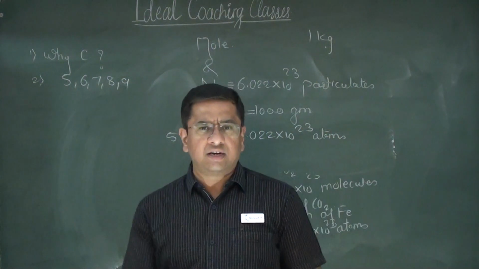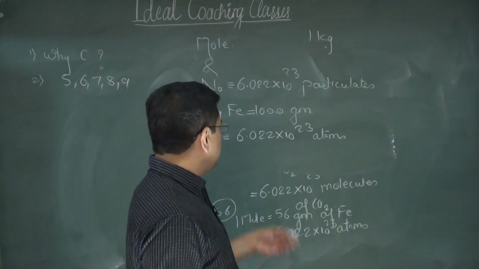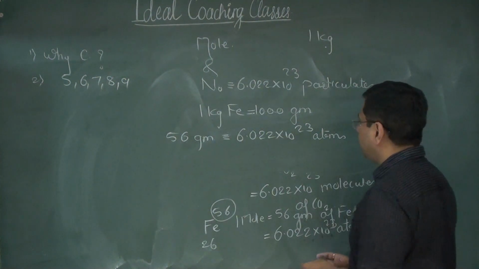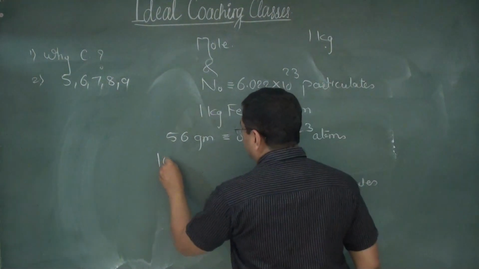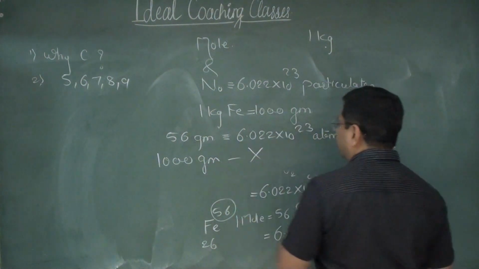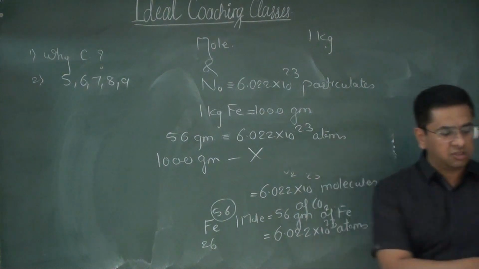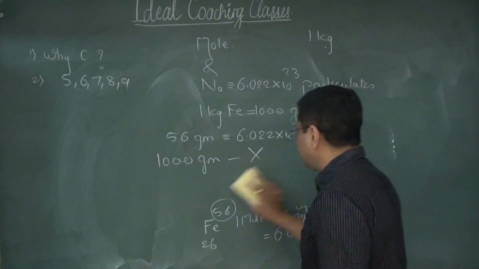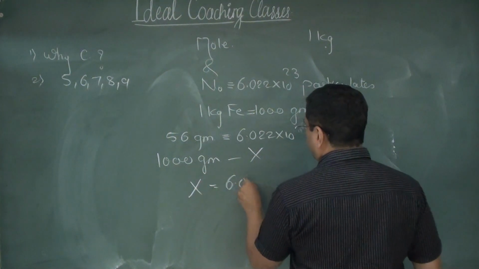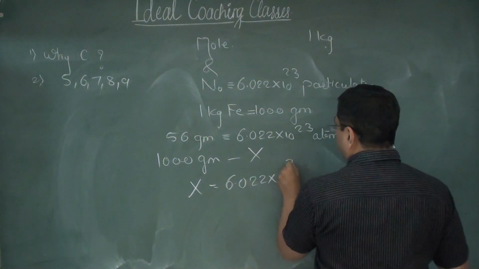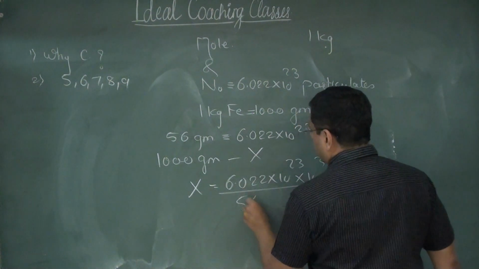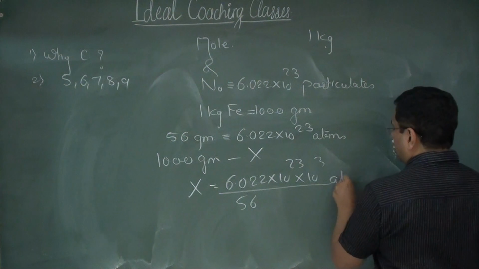56 grams of iron, that is the atomic mass number, will contain 6.022 into 10 raised to the power 23 atoms. Then 1000 grams will contain how many atoms? The answer is very simple. X is equal to 6.022 into 10 raised to 23 into 10 raised to 3 upon 56 atoms.